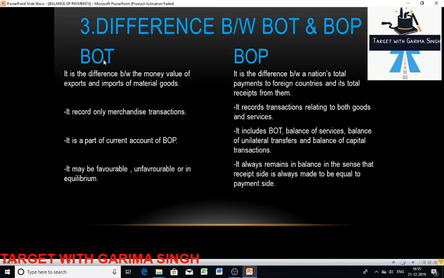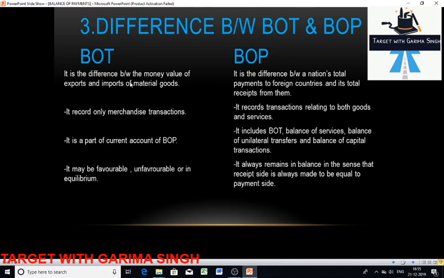Balance of trade is the difference between the money value of export and import of material goods that are visible, merchandise. Clearly, the two transactions which determine balance of trade are export and import of goods. Export and import of services, that is invisible, are not included. These are going to be included in balance of payment.